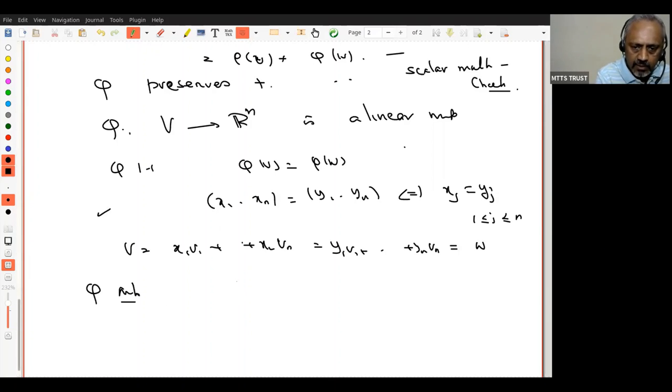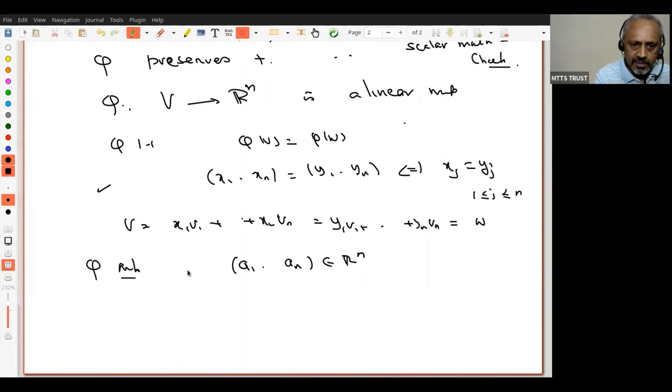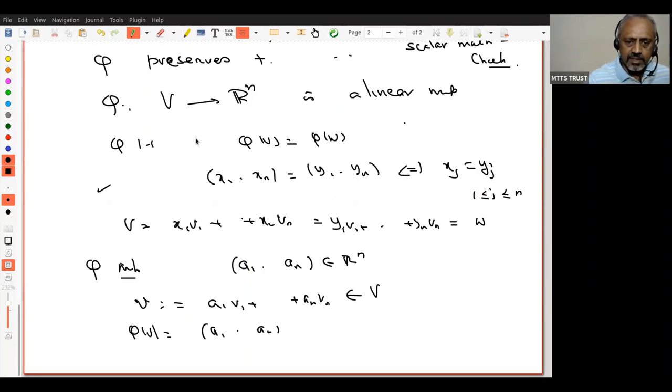Why? Now you give me any (a1, a2, ..., an) in R^n. What vector do I have to consider? I'm sure all of you know. Take v to be a1 v1 plus ... plus an vn. This is a vector of course in V, and what is phi of v? Phi of v is (a1, a2, ..., an). Therefore this is a linear isomorphism. So pause, review, and proceed.